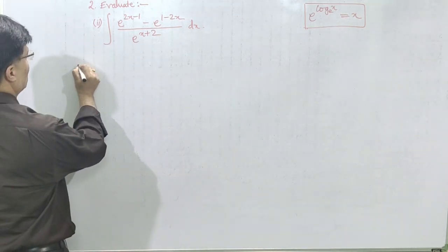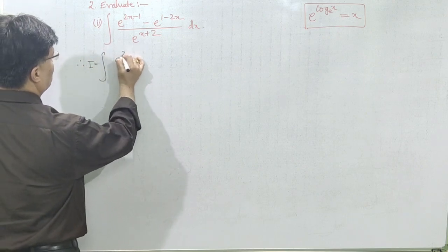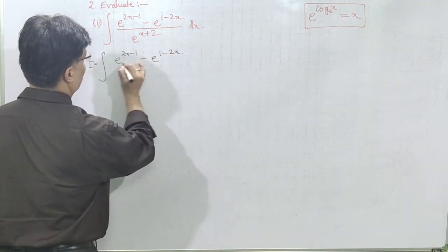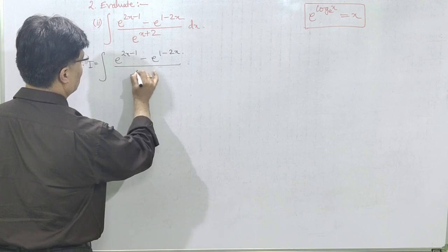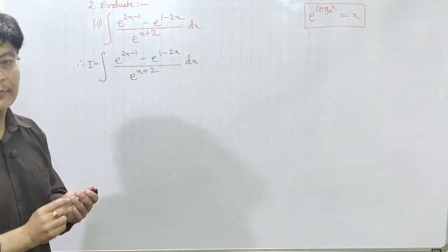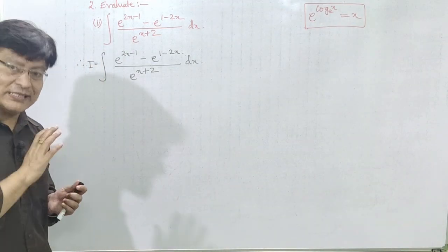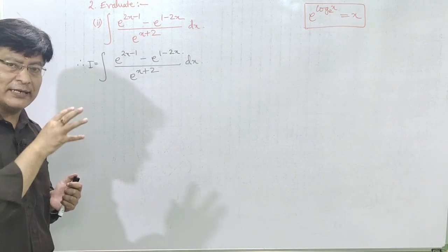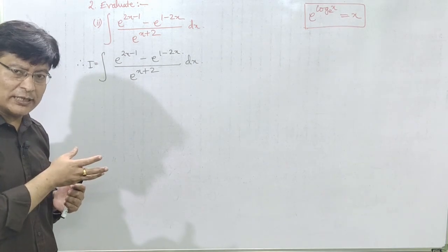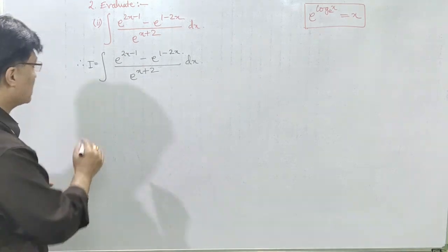Therefore, I is equal to the integration of (e to the power 2x minus 1 minus e to the power 1 minus 2x) divided by e to the power x plus 2, dx. Now in this case you can separate the terms, that is, the first term divided by the denominator minus the second term divided by the denominator. In this way you can separate the terms.